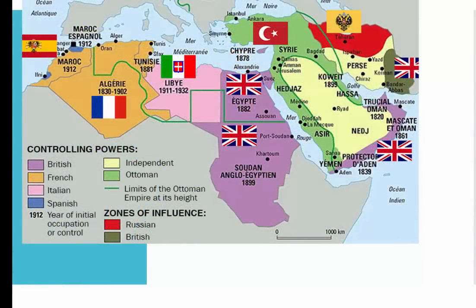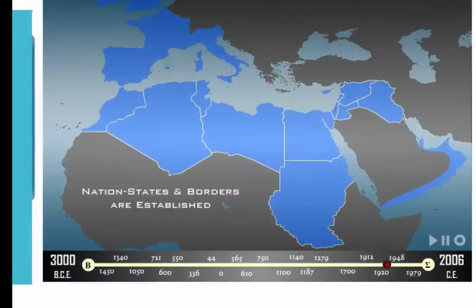So in this map that's written in French, you can see that the Middle East was very much carved up during the early 1900s. The French, the Spanish, the Italians, the British, they all had their influence in the Middle East. And this will create quite a number of problems for the Middle East.